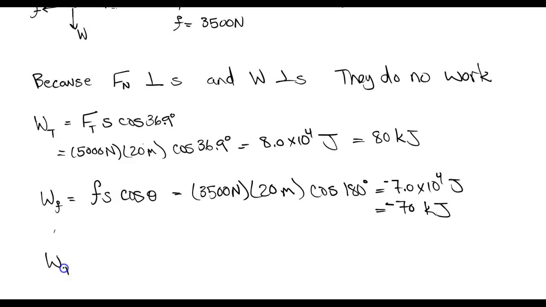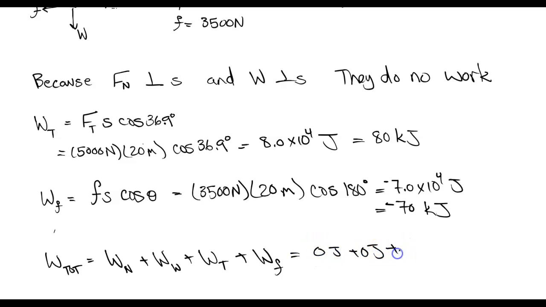So the total work is going to be the sum of all the works. This is work for the normal force plus work for the weight plus the work for the tension plus the work for the friction force, which is 0 joules plus 0 joules plus 80 kilojoules plus a negative 70 kilojoules, which equals 10 kilojoules.